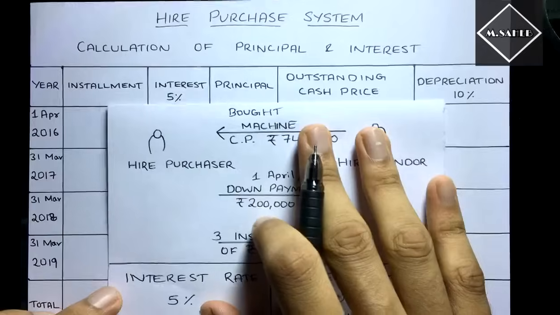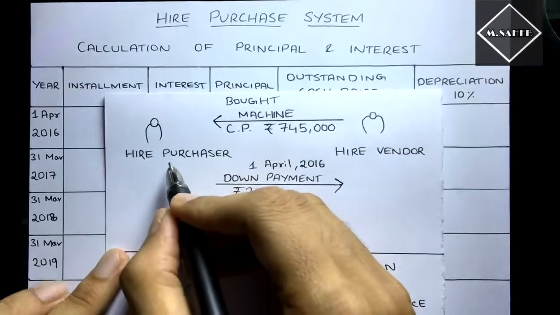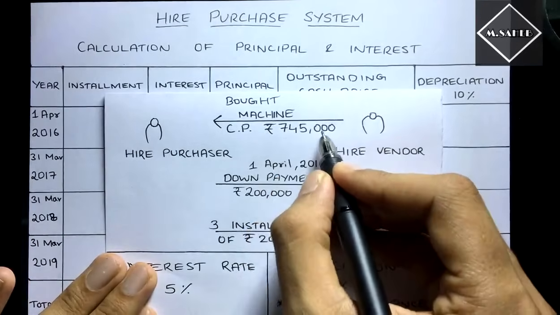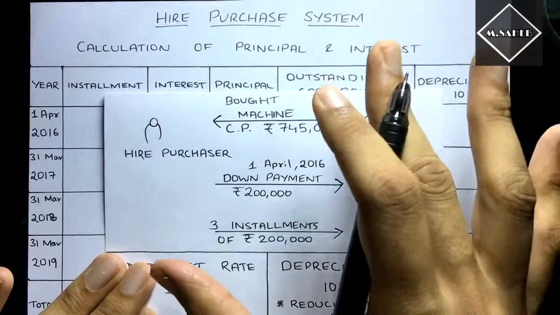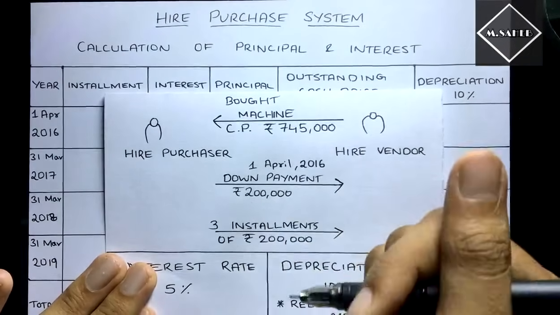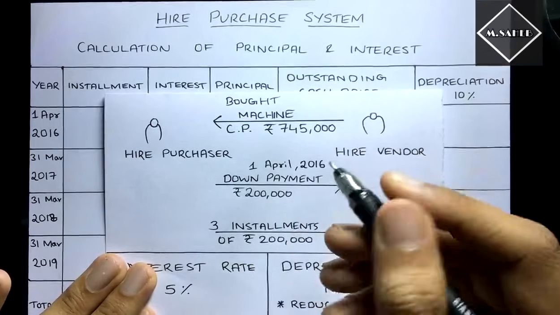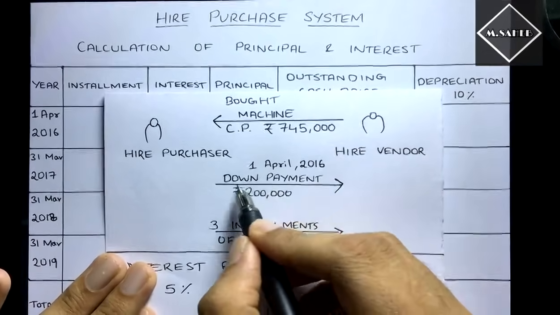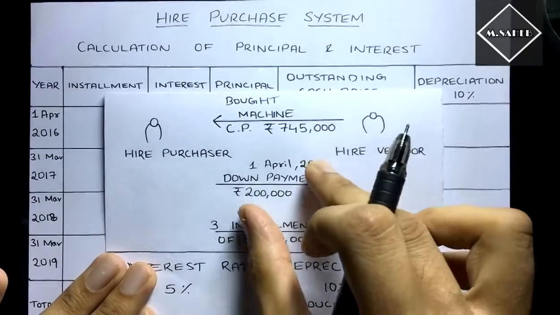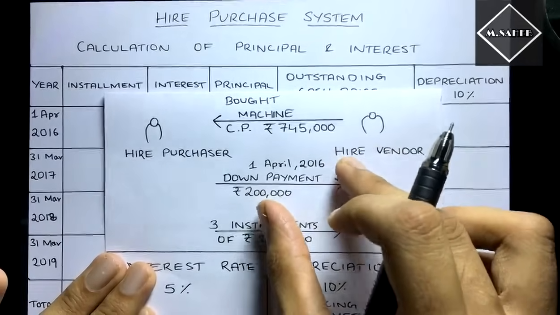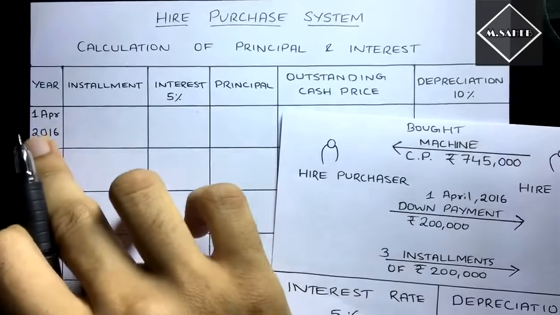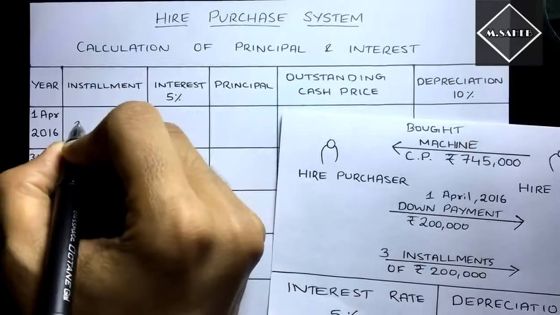See, here's the question. A hire purchaser bought a machine from the hire vendor at a price of 7,45,000. He didn't pay on the spot, but he did pay 2 lakh in the beginning, on 1st April 2016, when he bought that machine. That payment is called the down payment, right? So first we have to take this down payment, made on the purchase date, 1st April 2016, 2 lakh installment.